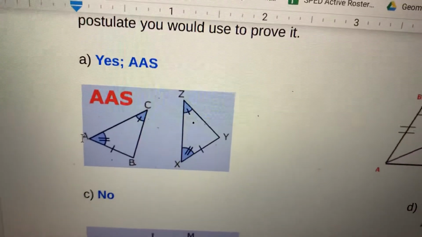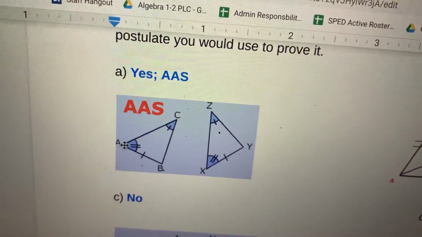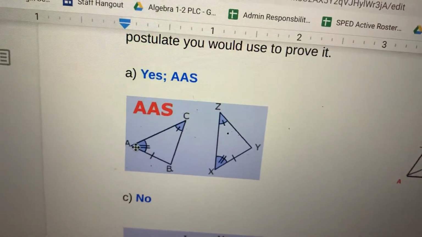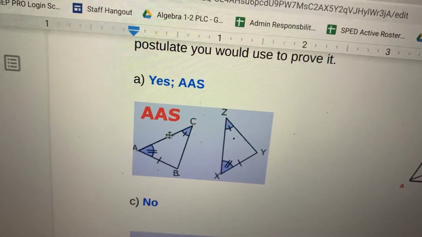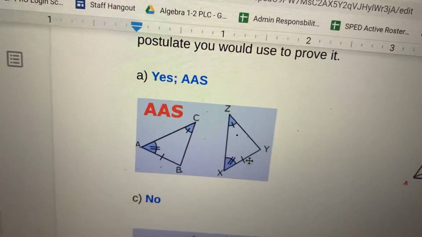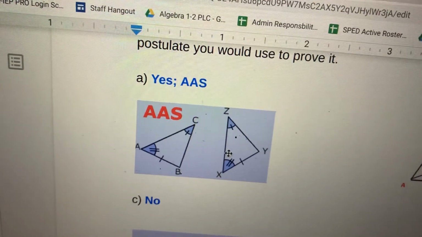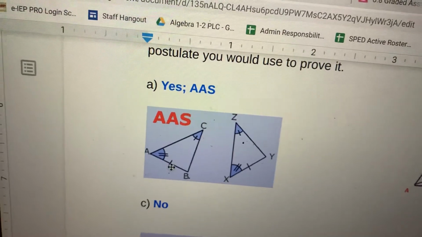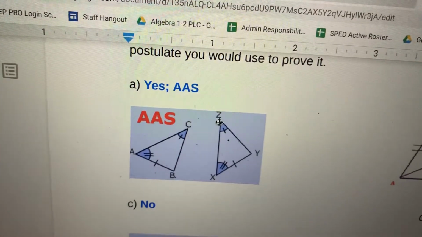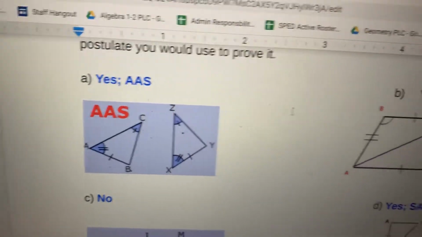So we know we have angle, angle, and they are in a row. They're next to each other. And then we have a side. So it is a side that comes after the angle, angle, and it's the same one here. So we have angle, angle, side. Angle, angle, side. So for A, it's going to be yes, and it was because of the angle, angle, side.